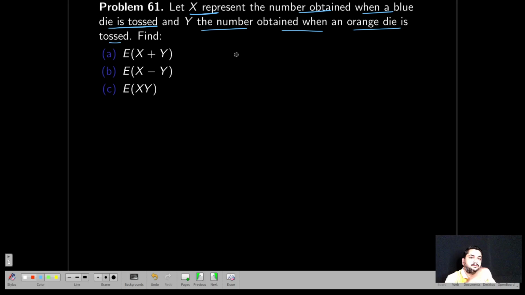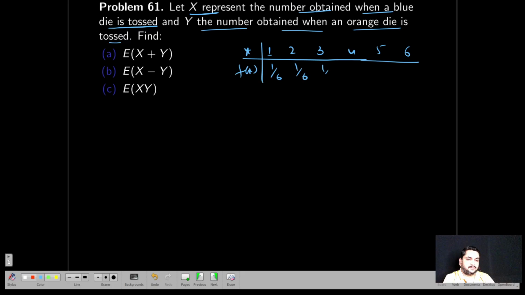So when it is tossed, you will get the distribution PMF. The PMF will be the same. Why? Because it's a die. So x can take what? One face, 2, 3, 4, 5, and 6. What are the probabilities attached to each of these? 1 by 6, 1 by 6, 1 by 6, 1 by 6, 1 by 6, 1 by 6, right?